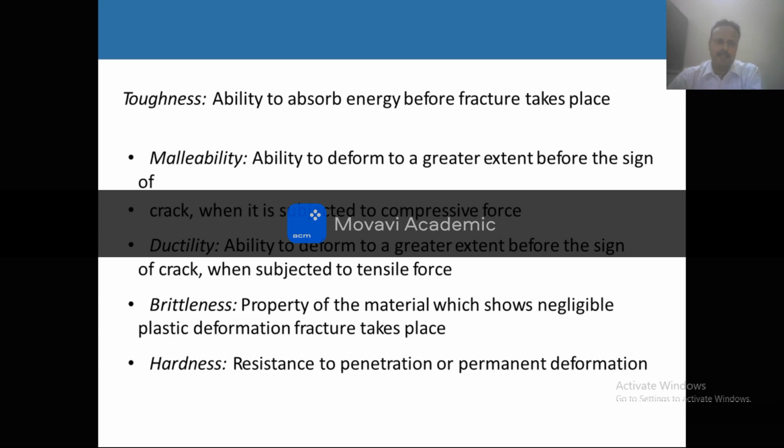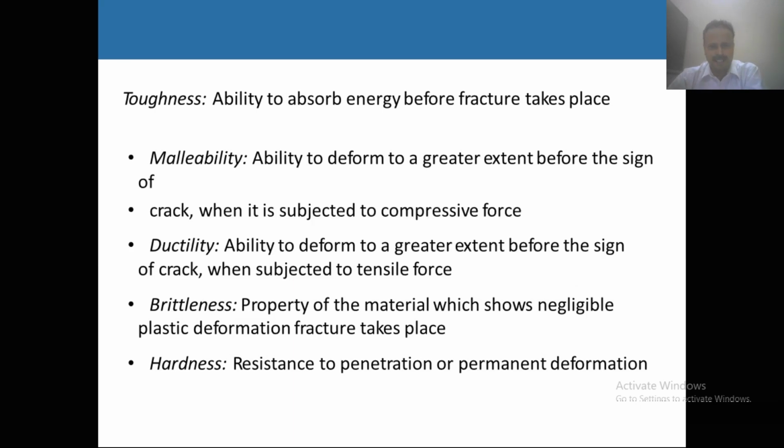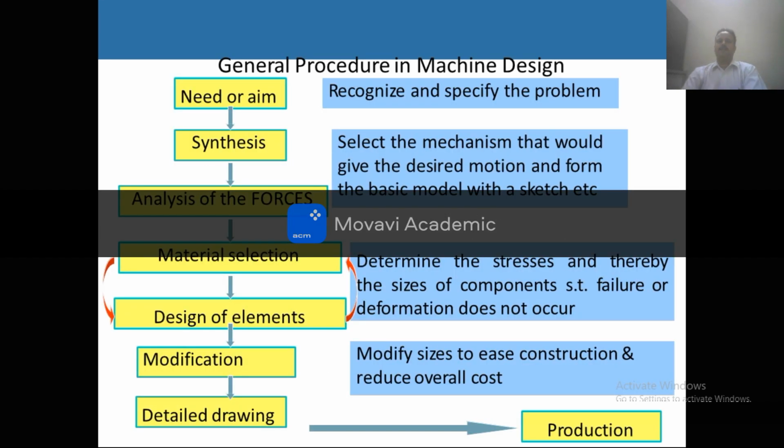Coming to mechanical properties, you have toughness, malleability, ductility, brittleness, hardness. These are all properties you must have come across in your other subjects, so they are just a mention for you. Now coming to the general procedure in machine design.